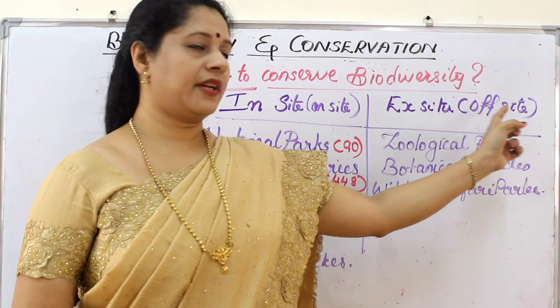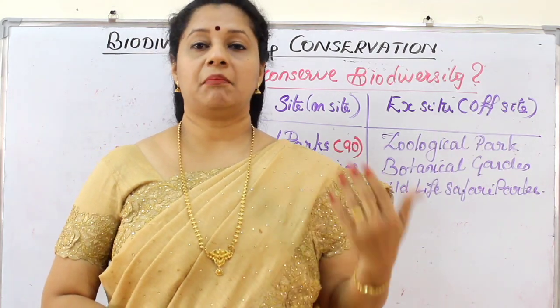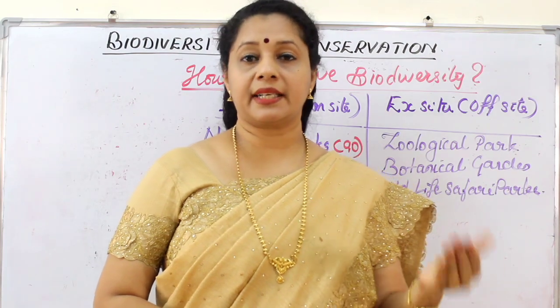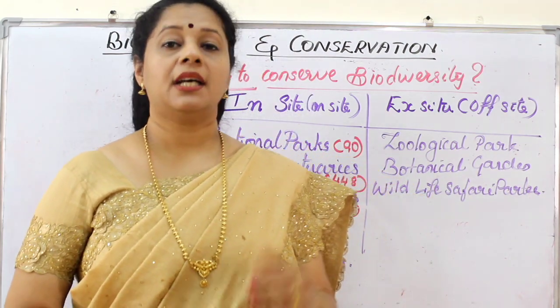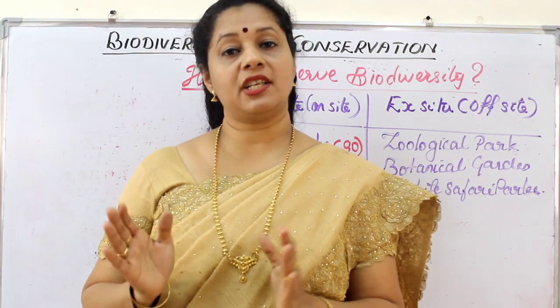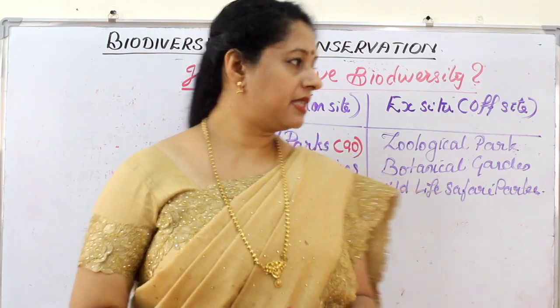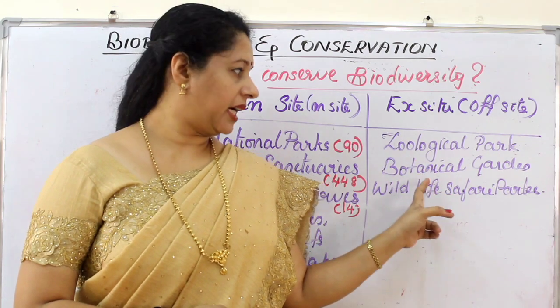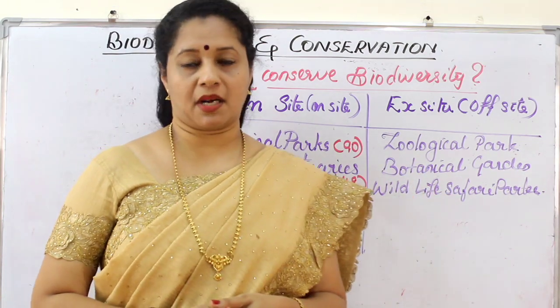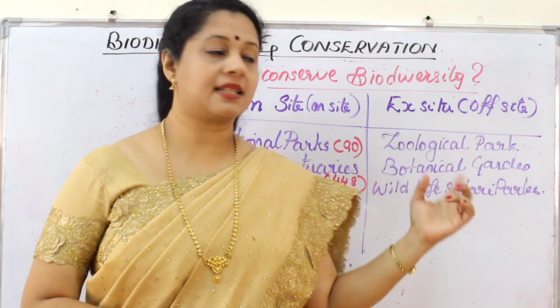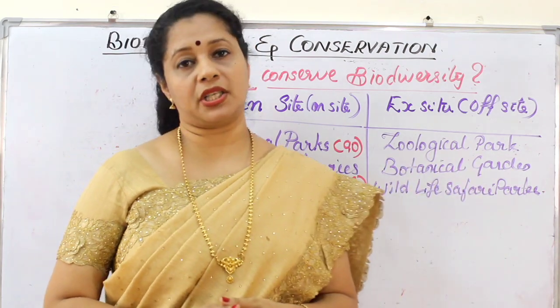In ex situ conservation, or off-site conservation, the plants or animals under threat or on the verge of extinction are taken out from their natural habitat. They are brought to specified settings and they are given protection and special care. Examples are zoological parks, botanical gardens and wildlife safari parks. Many animals which have become extinct in the wild are still protected in zoological parks.